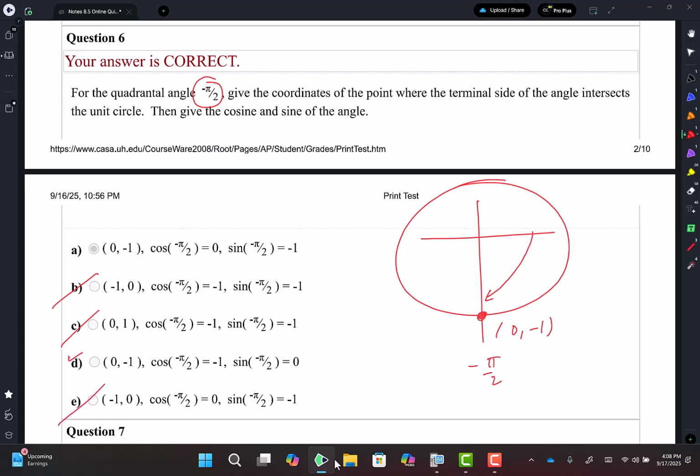Do you see how it's between A and D now? All right. Then you say, what do they want? They want cosine and sine. Cosine's the x, sine is the y. So cosine of negative pi over 2 is 0. Sine of negative pi over 2 is negative 1. There it is. And that's what I'm looking for.